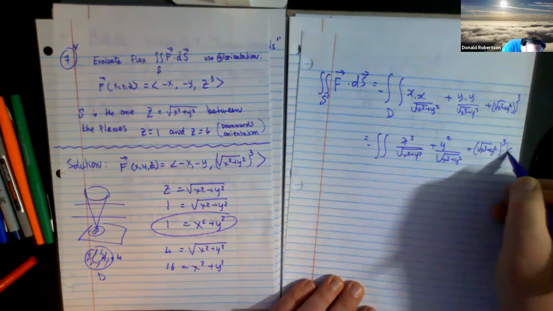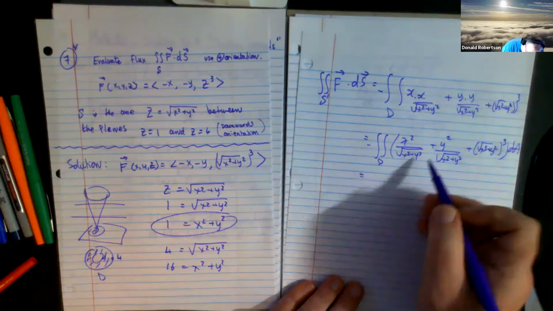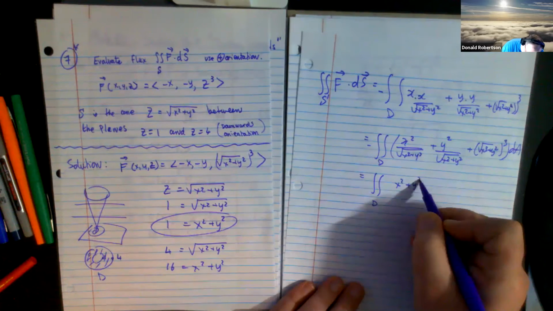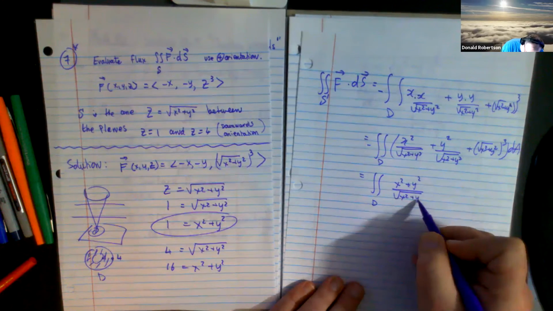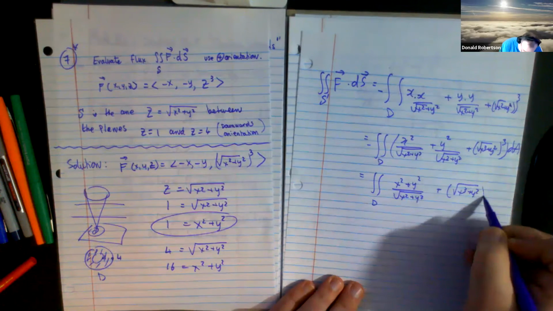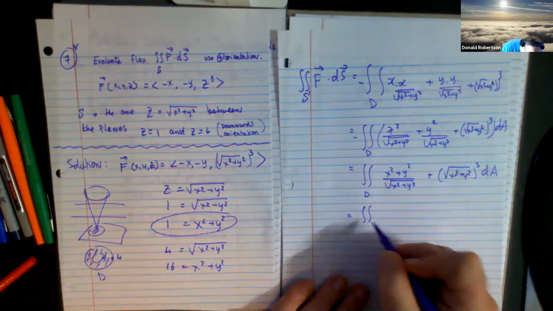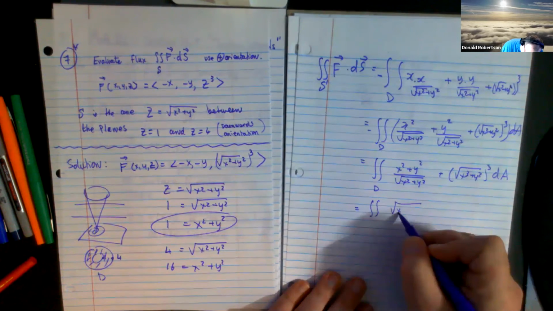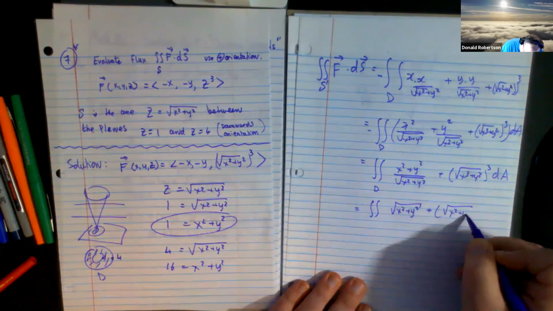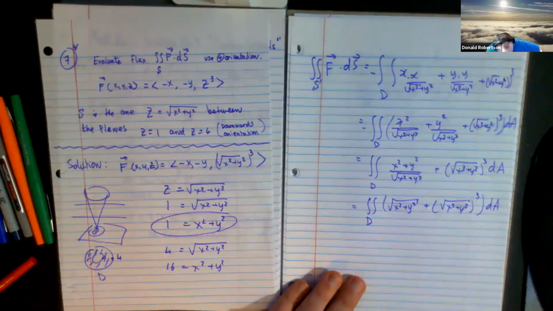Yeah. These two can be added together. This thing I'll just leave alone. And we now have this guy plus this guy cubed dA. I think at this point, we can start doing polar.